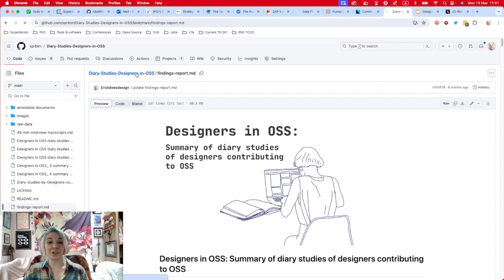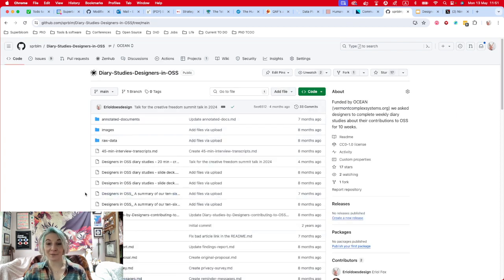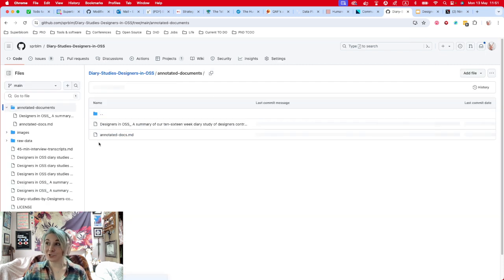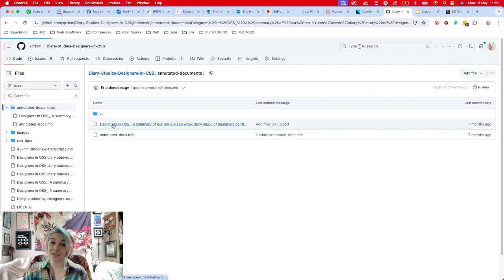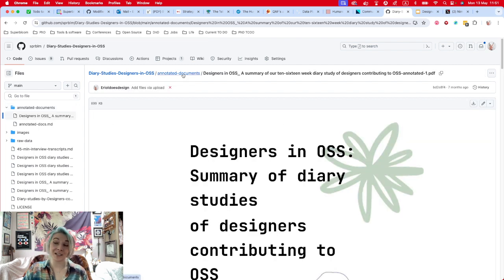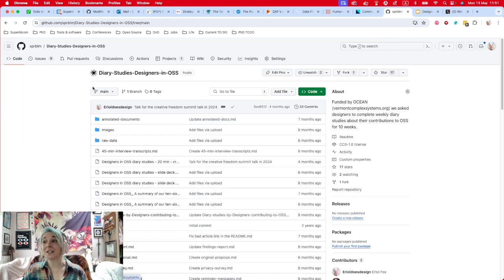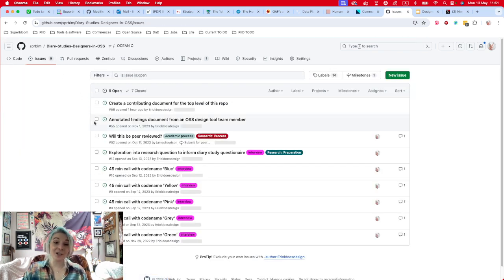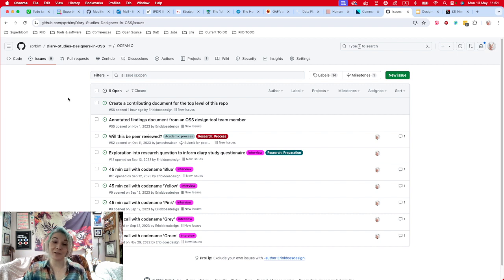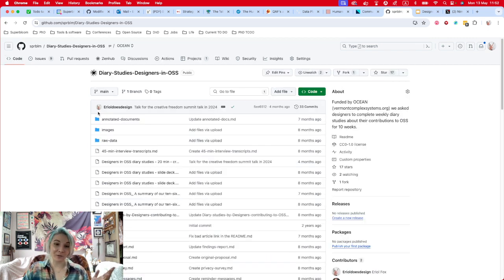If you find you have time to read the report, absolutely go for it. If you find you have time to read the report and make an annotated version of the document of things that you think are interesting, you can contribute that annotated document version into this folder right here. If you have other things that you want to see studied, you can add an issue into the repository and say, I really want to have this question answered about design in open source software, or this is what I want focused on the next time this kind of study is done. If you want to start a discussion, absolutely start.